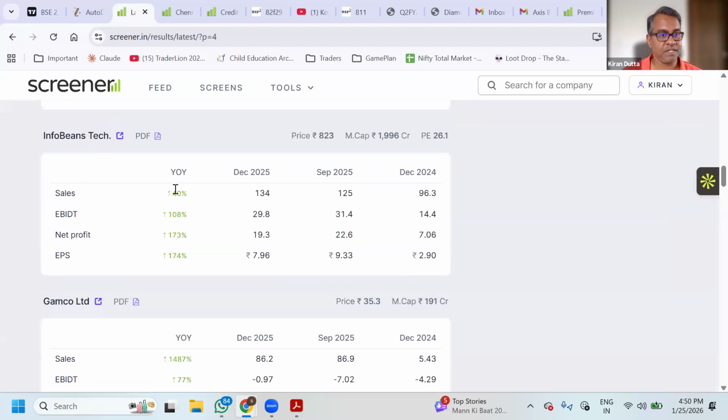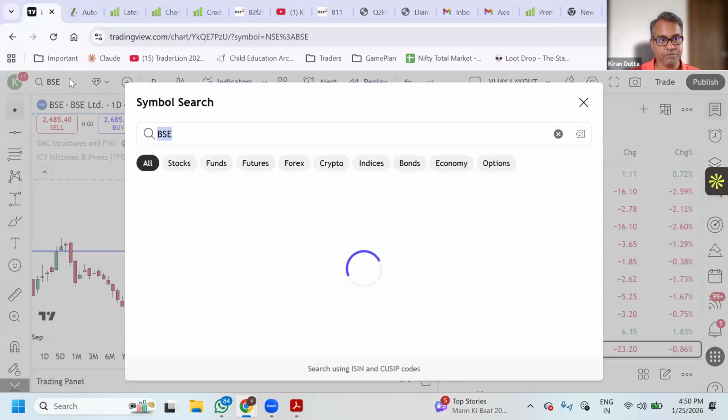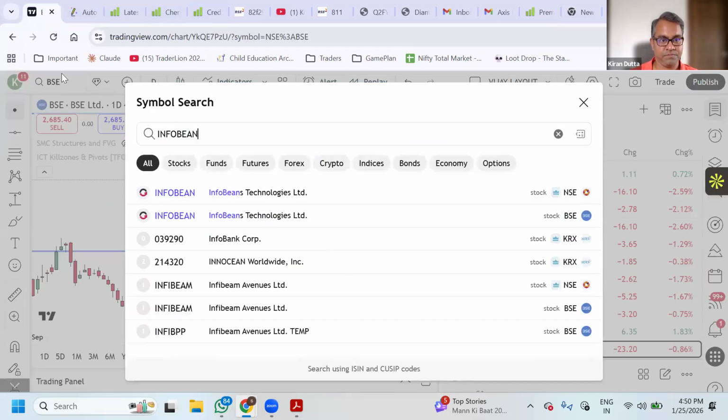Okay. Infobeams Tech, right? See the results here. Sales 40%, EBITDA 108%, net profit 173, 174, right? Now I wanted to show you how the Infobeams as a company performed, right? Infobeams.